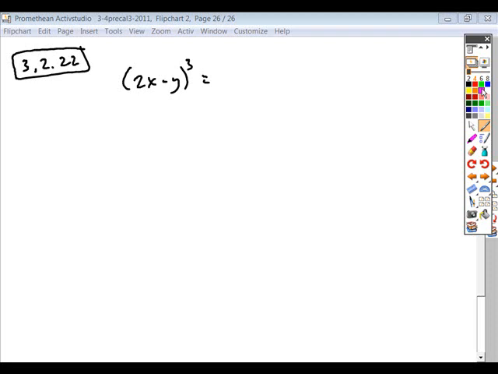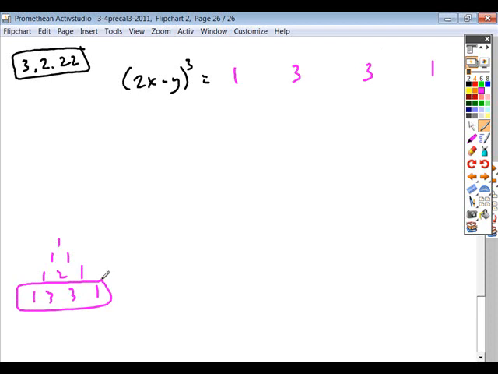When you're dealing with a binomial cube, if you remember the pattern of coefficients, 1, 3, 3, 1, great. If you don't remember it, you can create it really quickly by drawing Pascal's triangle.